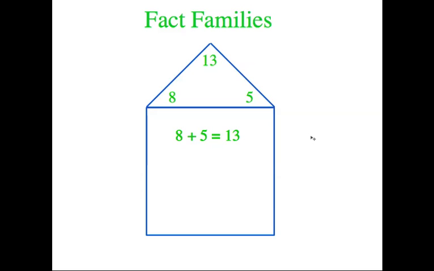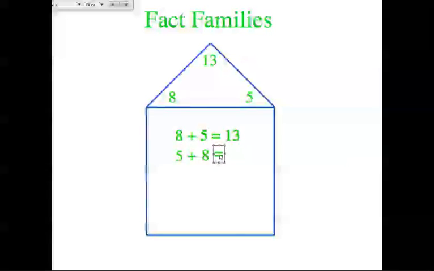We can make 8 plus 5 equals 13. You see that there. We can also take the 5 and put it in the front. So instead of 8 plus 5 equals 13, we can take the 5 and let it be in the front and put another addition symbol because this is an addition problem, and then we can move the 8 and have that one be second, and that still equals 13.